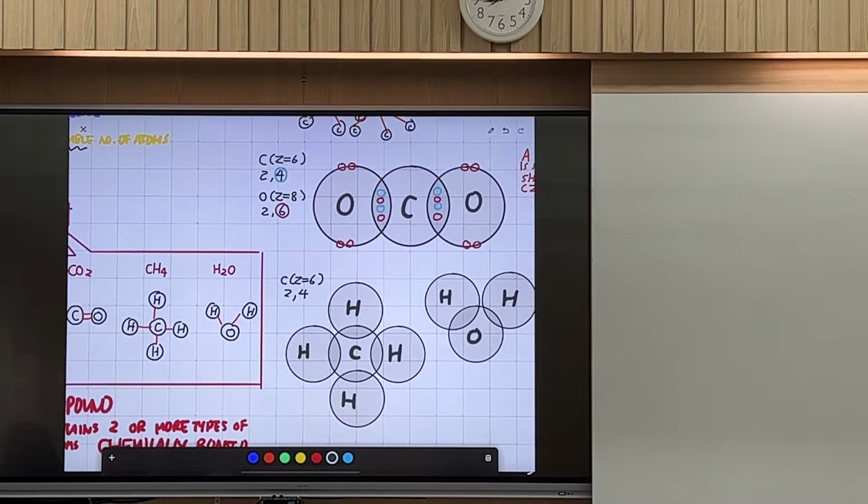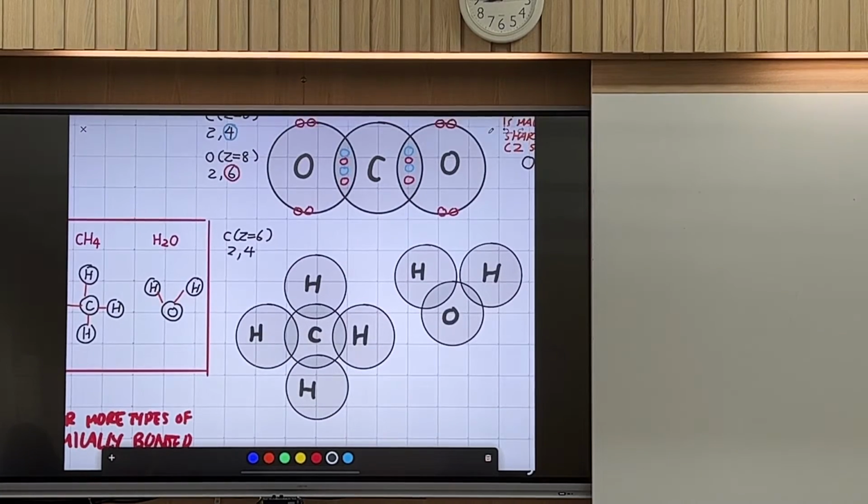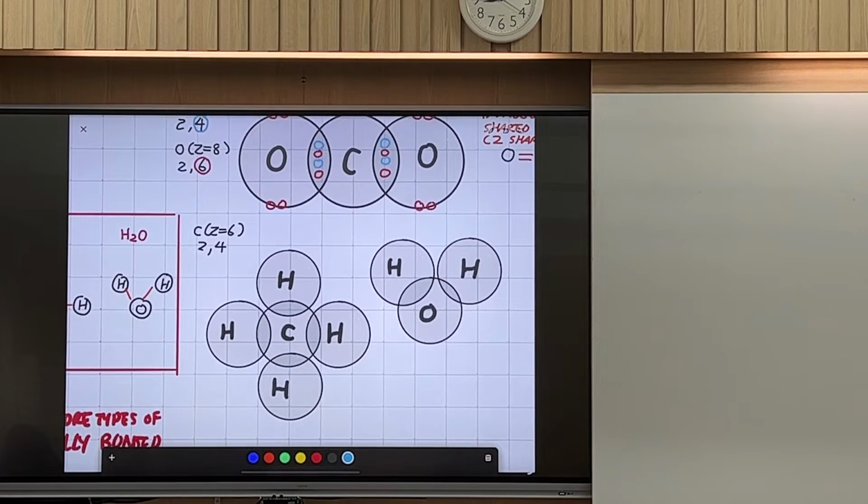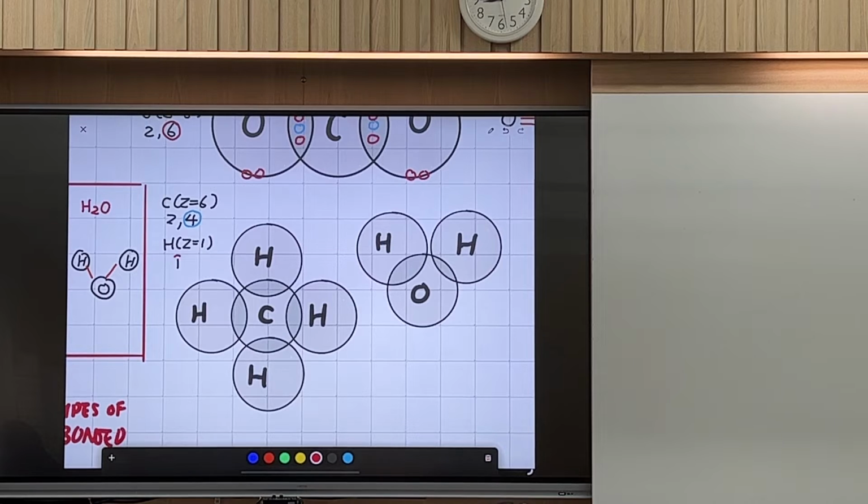So this is why what you learned from last, I don't know how many lessons ago, the atomic number, the electron arrangement, you need to apply it. If not, you wouldn't know how many bonds to draw between those atoms. So for hydrogen, of course, it's very easy. It is the simplest element, so it has only 1 electron. So as such, we will just draw 1 electron contributed by hydrogen.